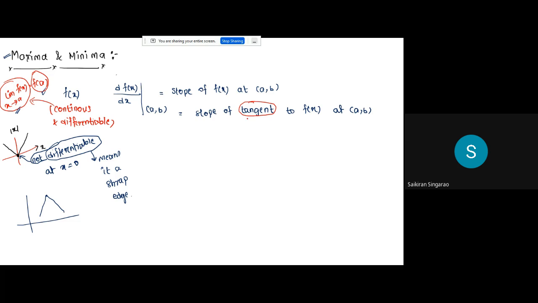Tangent means which touches the curve at a single point. That will be called a tangent, right? So whenever the curve is smooth like this, I could draw a line which will look like this. Now this is not looking like a tangent, but please try to understand. At this point only it should touch, then it will become a tangent.